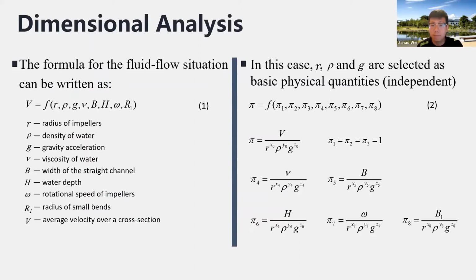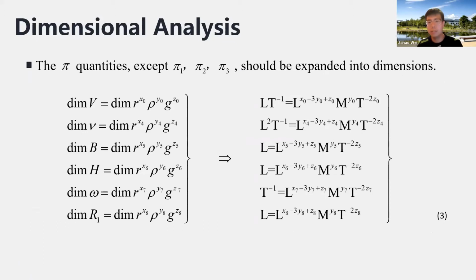In this case, r, rho, and g are selected as basic physical quantities because they are independent of each other. And this means other parameters like viscosity can be expressed by the dimensions of these three basic physical quantities. More specifically, the dimensions of the physical quantities are written in the dimensions of length L, time t, and mass m. The exponents of each dimension must be the same on both sides of the equations.